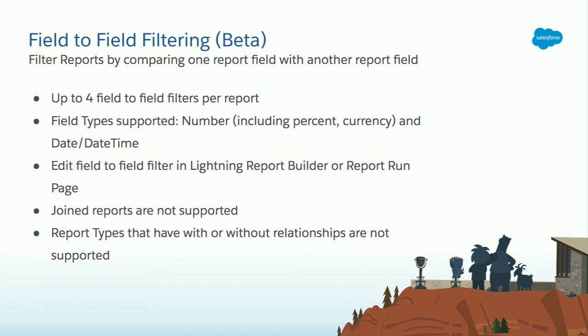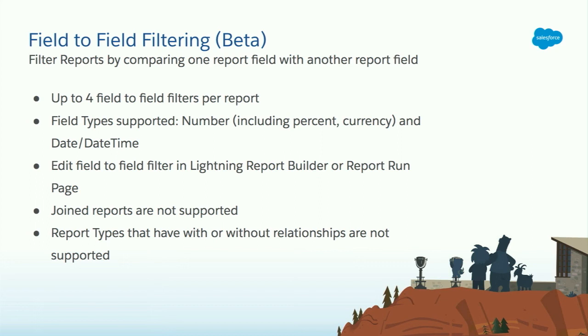And we're supporting up to 4 field-to-field filters per report. So much better than just one row-level formula, but yeah, everything has a limit. And field types that are supported are numbers and dates. So we've been hearing that these are the most popular. So we're starting off with that, and we're hoping that addresses most of the use cases. But we'll be looking into adding more types in the future.